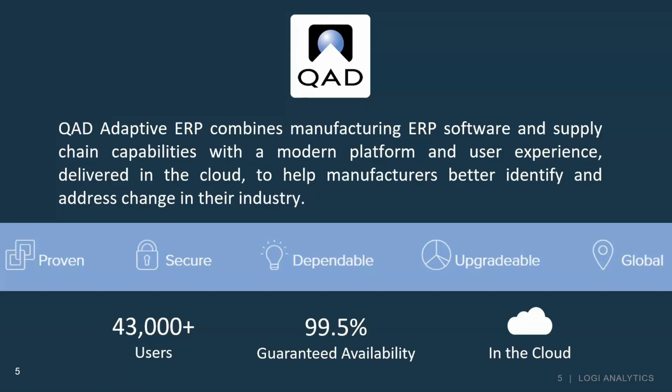Today, Adaptive ERP ships with some 400 pre-made reports and KPIs that offer insights based on the ERP data. And this has created a sticky model that keeps the users inside the application and keeps them coming back to the QAD application.